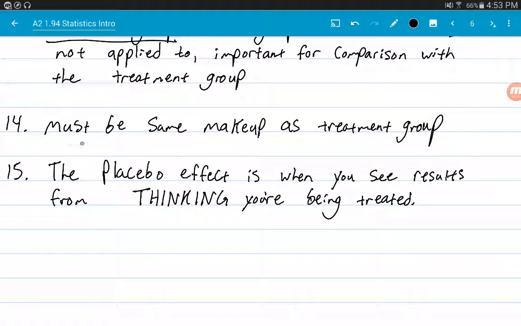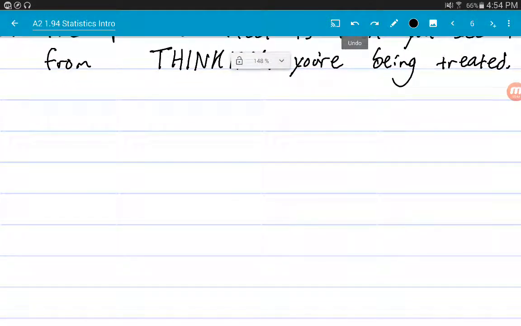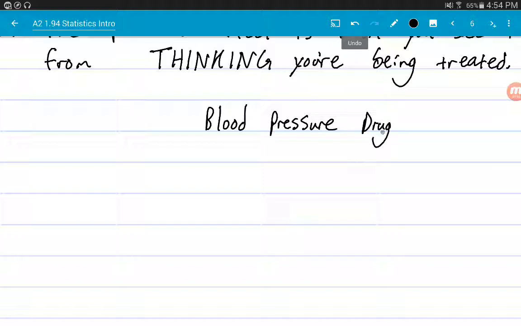And it's important that it must be the same makeup as the treatment group. For instance, same age, gender, race, socioeconomic background, whatever feels relevant to the study. But the groups need to be about the same. Now, the placebo effect is the reason that we need a control group more than anything. The placebo effect is when you see results from thinking you're being treated. So I'll give you an example of this before I move on, right? So in my blood pressure study that I was just talking about, I have group A and I have group B.